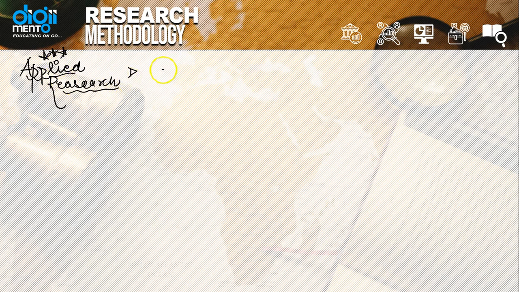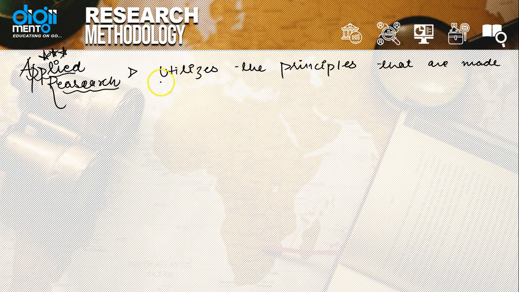So applied research basically utilizes the principles that are made by fundamental research. Next point is, while using the principles which are defined by the fundamental research, we are going to find the best possible solutions we can.